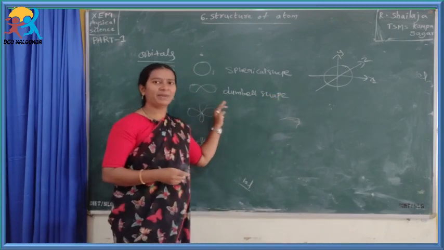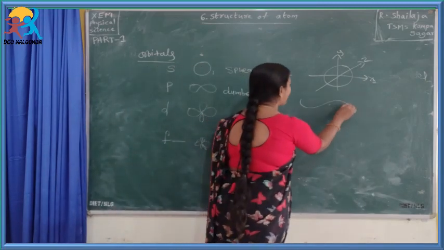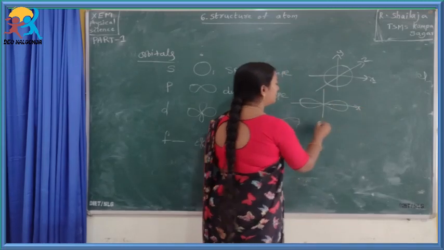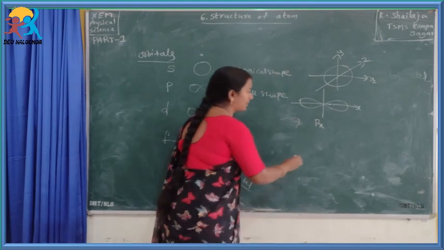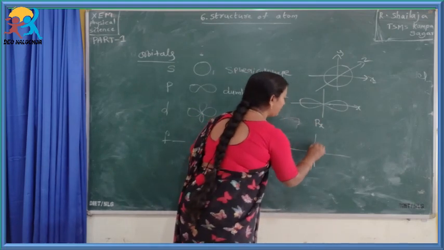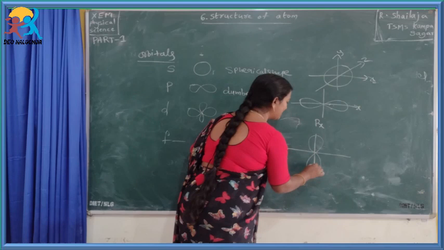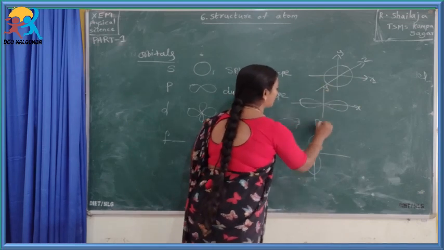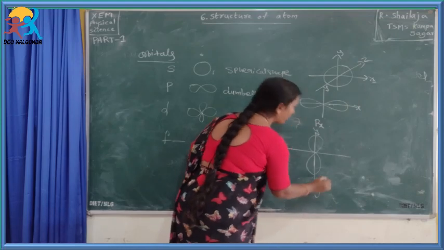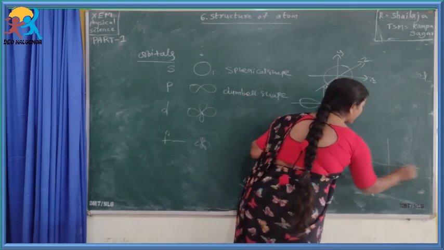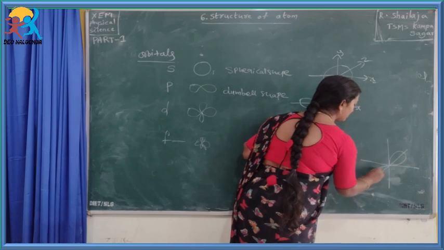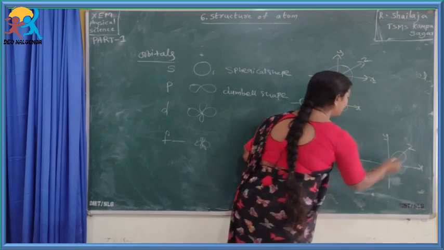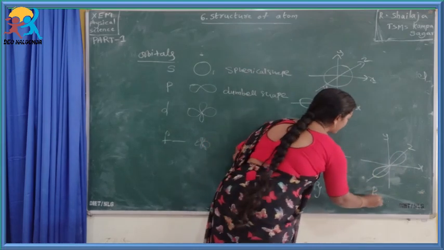Okay, this dumbbell shape, the p orbital along the x axis, is considered as px. Along the y axis, if it is rotated, this is py. Along the z axis, it is x and this one is y. This is z. This is the pz.